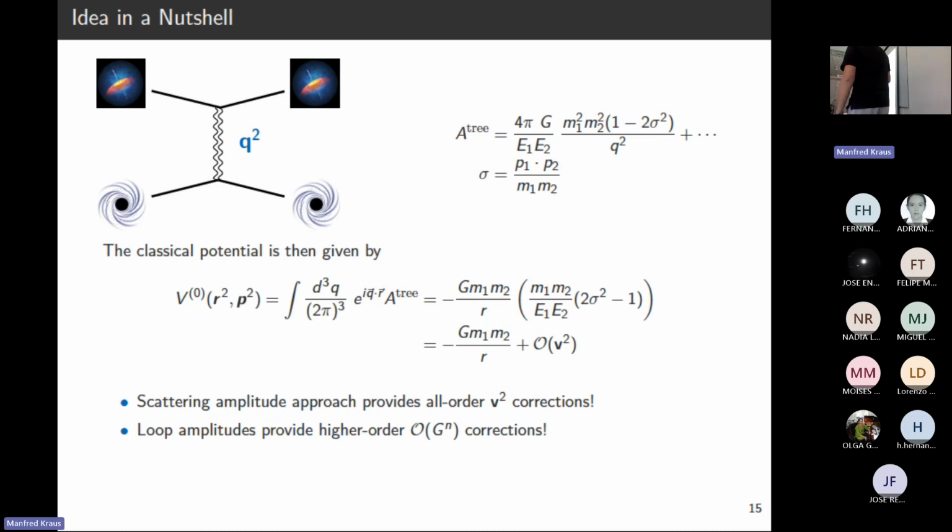Now if you want to compute higher order corrections like G squared, you would have to change exactly gravity, so you have to deal with the one loop computation. If you want even G to the 3, you have to change two more, so then you have to deal with two loop scattering amplitudes.